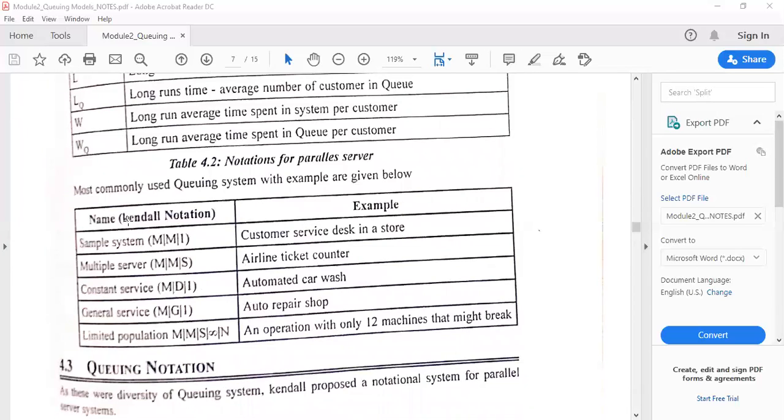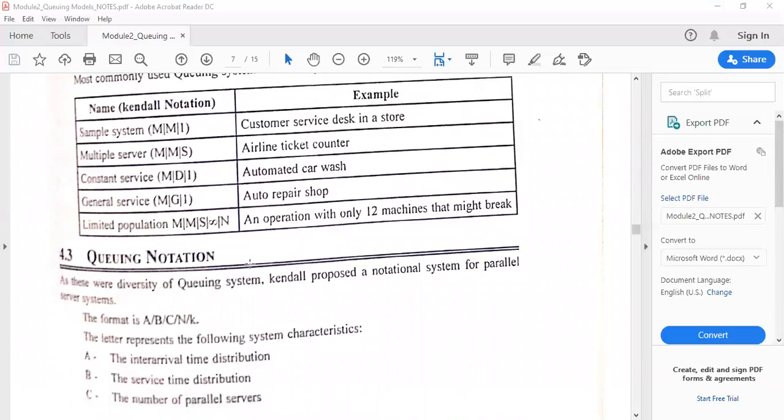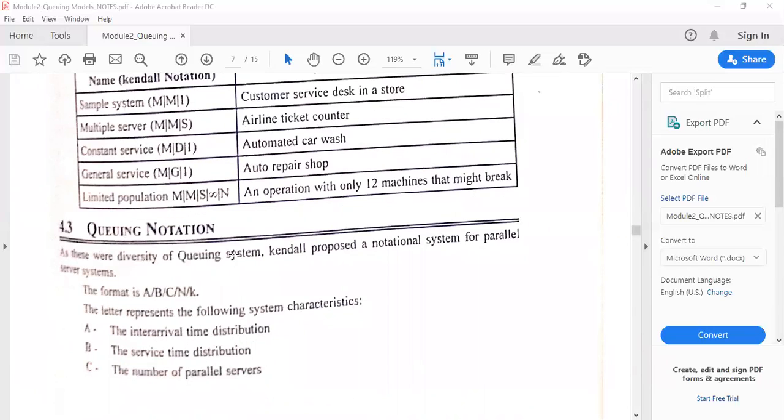So these are also different commonly used queuing systems, right? It is not important from an examination point of view, you should only know what the different types of queuing systems available are. The next very important topic is queuing notation, right? Since there are so many different types of queuing system, Kendall proposed a notational system for parallel server systems.